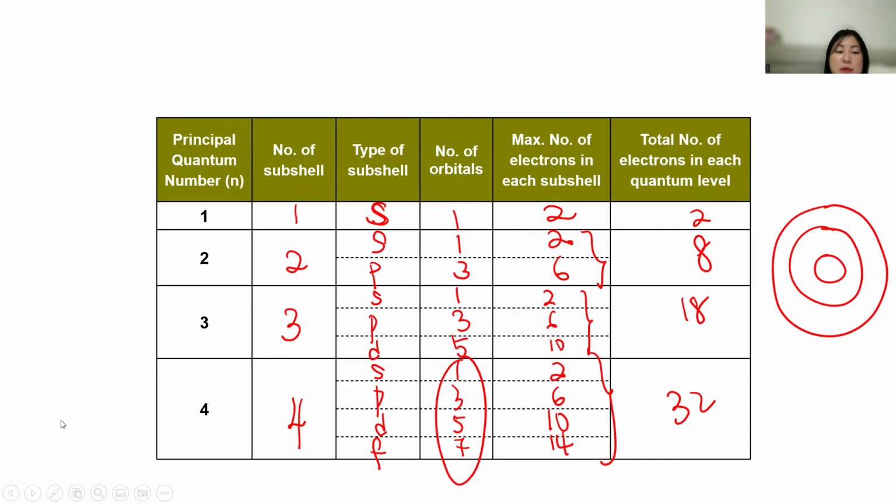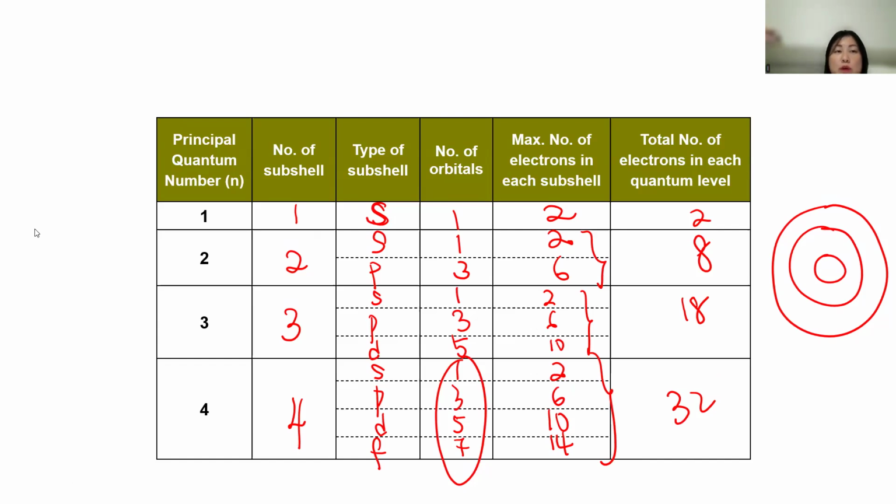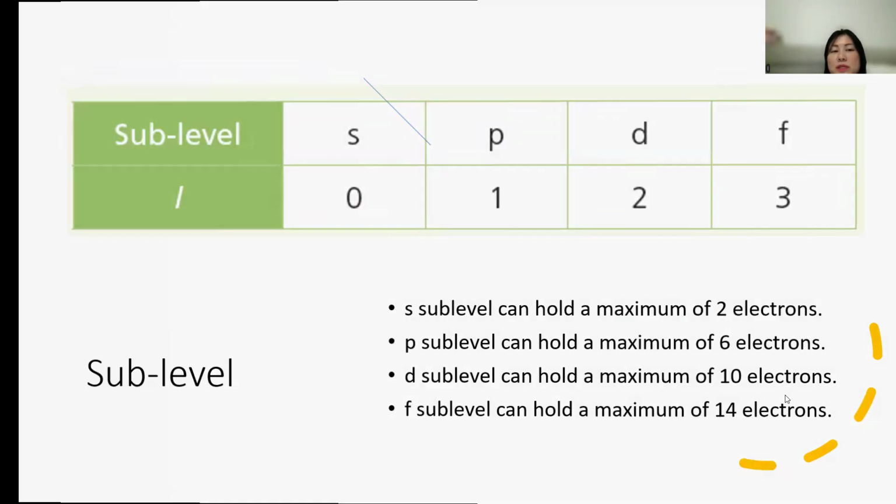So this is how we understand electrons and orbitals. We're going to move on to learn how to put them into the shell. Okay, so we have gone through this.